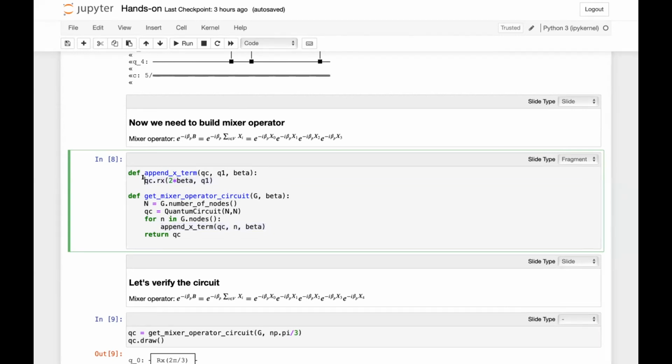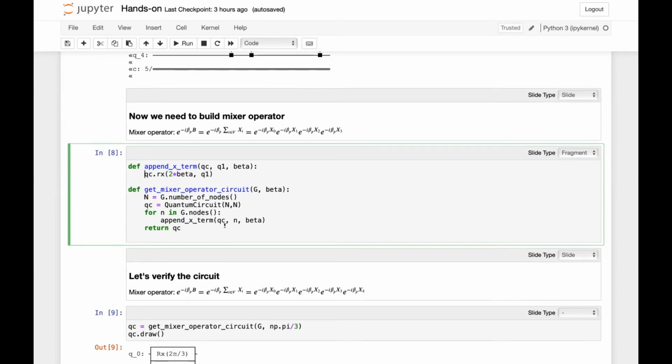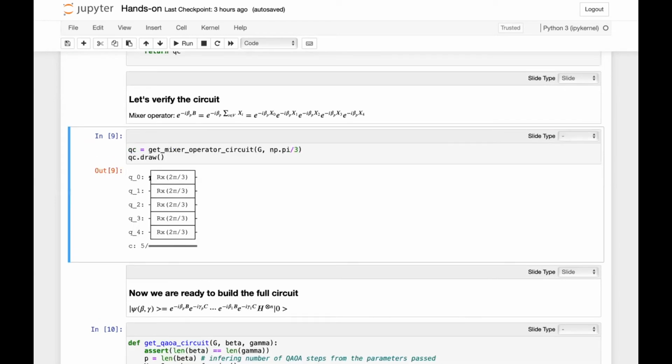right? Here we have this native gate, that's Rx. I mean, you can also, if you only have RZ, write Hadamard, RZ, Hadamard. But in this case, we don't need to deal with that decomposition. And our mixer operator circuit is now simply Rx on each qubit with a corresponding rotation angle.